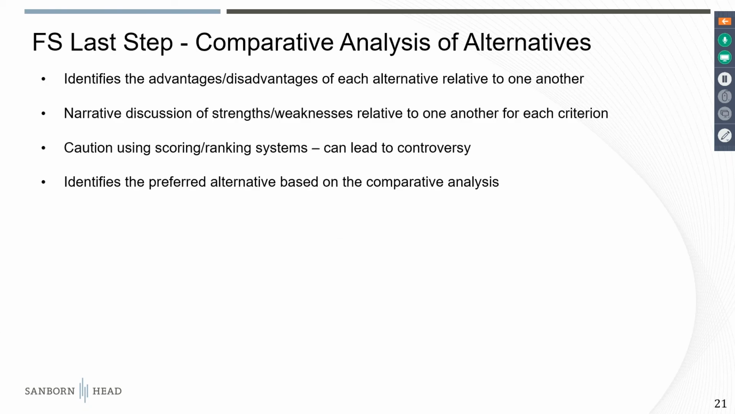So the last step in the feasibility study report is to do a comparative analysis of the alternatives. And this is where the advantages and disadvantages of each alternative are described and assessed relative to one another. It's usually a narrative discussion, or it can be a table discussion of the strengths and weaknesses of the alternative. And usually this is a qualitative assessment.